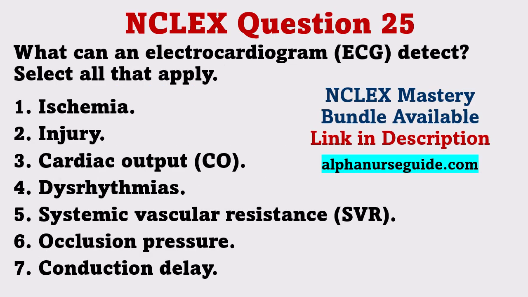What can an electrocardiogram detect? Select all that apply. 1. Ischemia. 2. Injury. 3. Cardiac output. 4. Dysrhythmias. 5. Systemic vascular resistance. 6. Occlusion pressure. 7. Conduction delay. The correct answers are 1. Ischemia. 2. Injury. 4. Dysrhythmias.